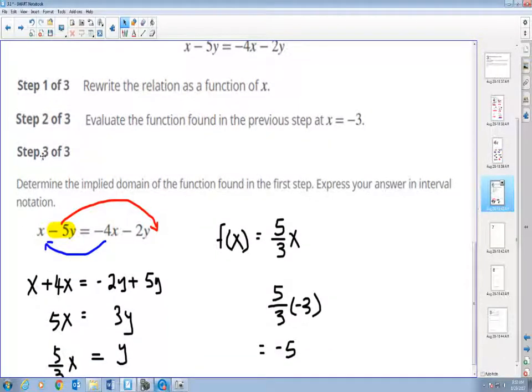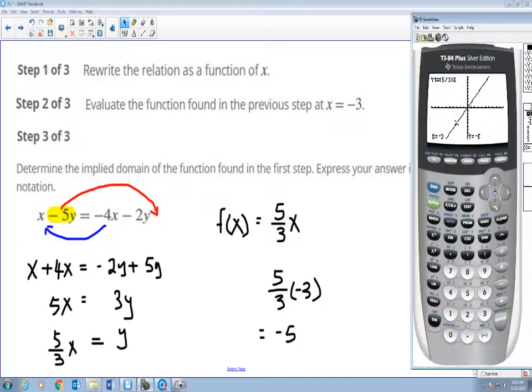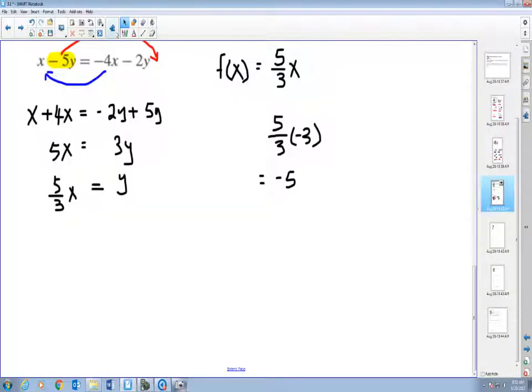Alright, step 3 out of 3, determine the implied domain of the function found in the first step. This is a linear function, so my domain has to be from -infinity to +infinity. Alright, it's not too bad.